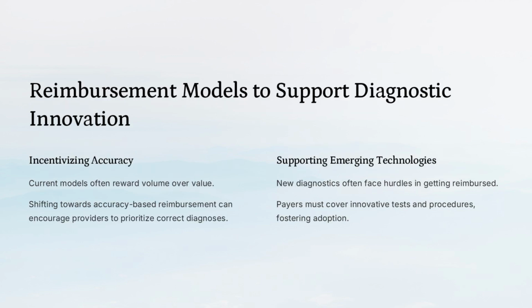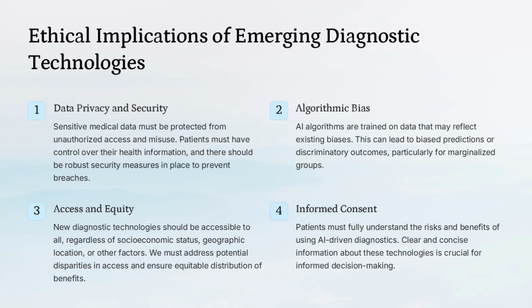The current reimbursement models often prioritize volume over the accuracy of diagnoses, which can discourage providers from focusing on getting the right diagnosis. Shifting towards reimbursement models that reward accuracy can incentivize providers to prioritize correct diagnoses, leading to better patient outcomes. New diagnostic technologies often face challenges in getting reimbursed, which can slow down their adoption. Payers need to ensure that they cover innovative tests and procedures to foster the adoption of these emerging technologies and support diagnostic innovation.